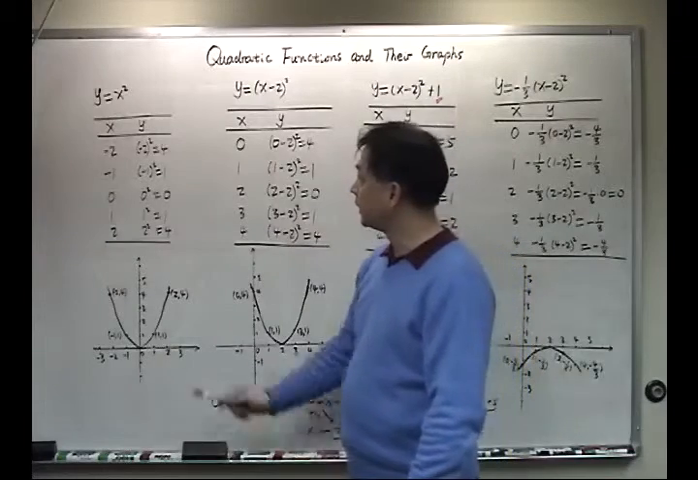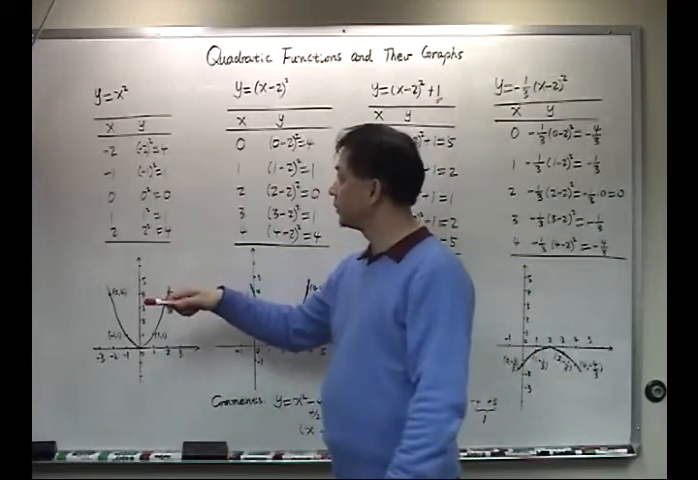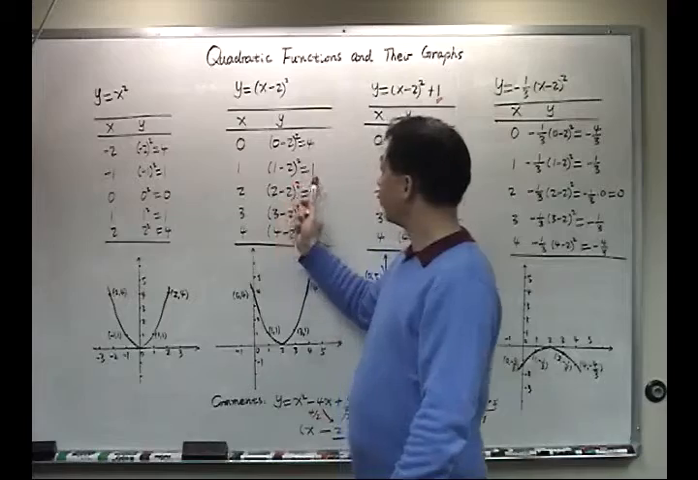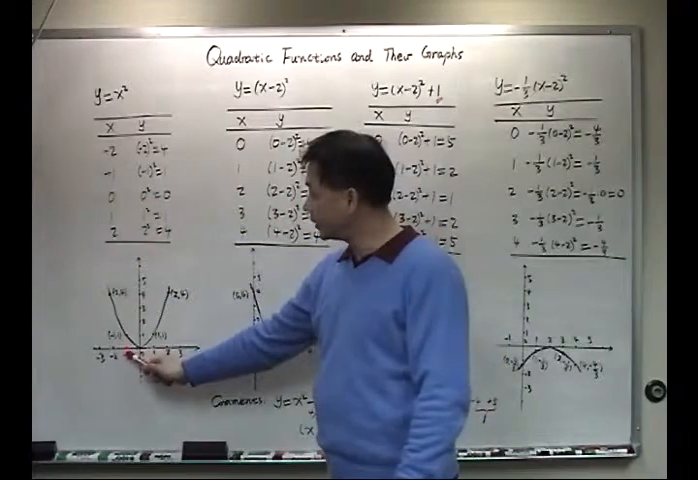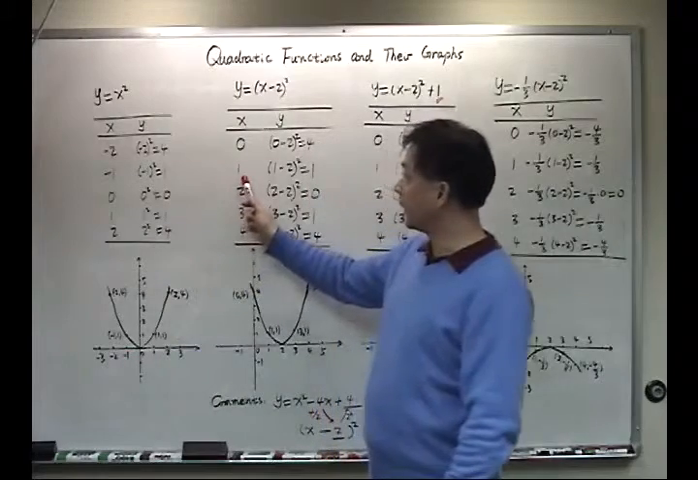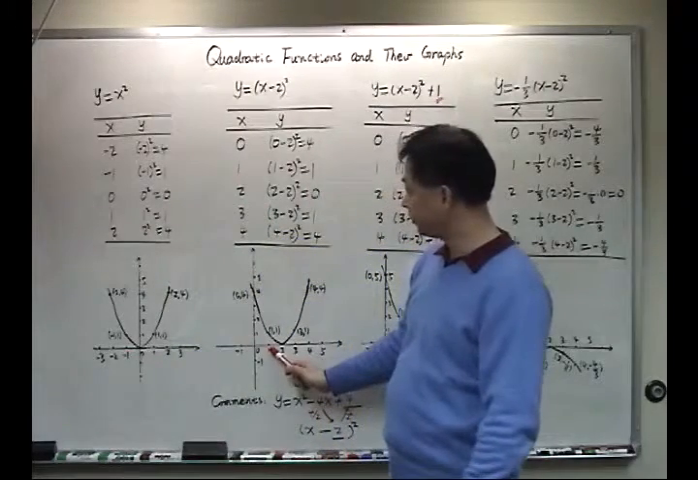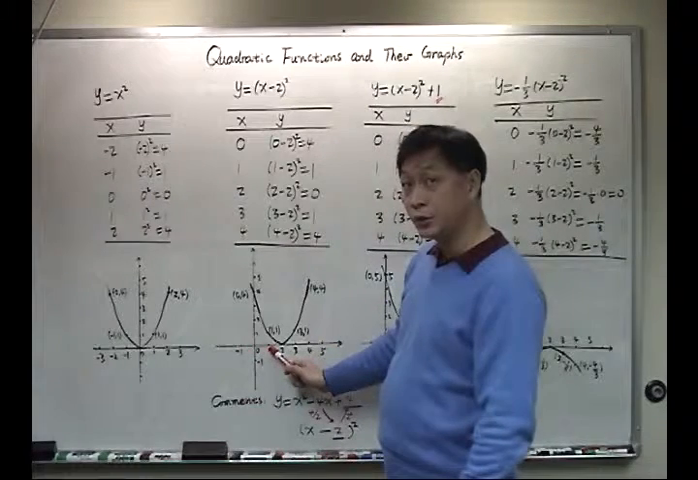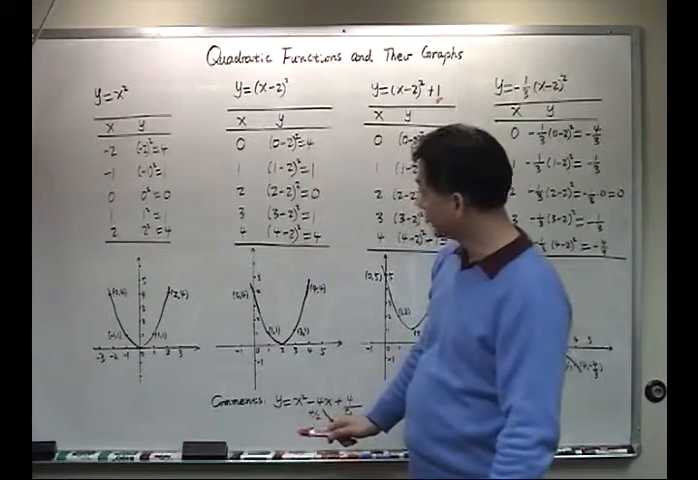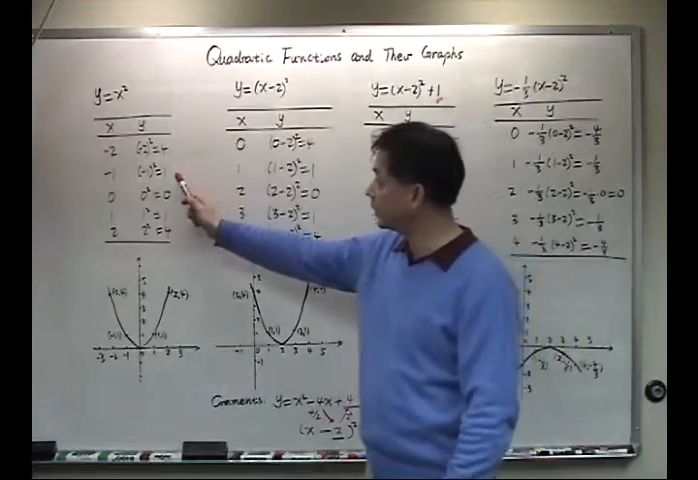Okay? And here is the same thing. In order to get 1 for the value of y, it was -1 right here. Now it is 1, so it should be here. From -1 to +1, 2 units to the right, for the same value of y.